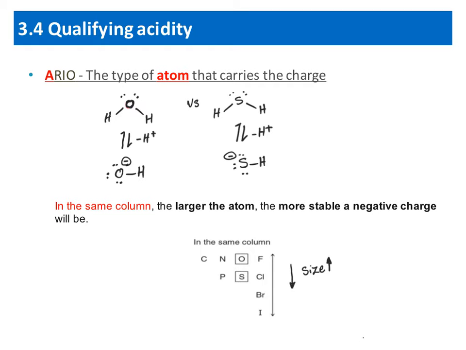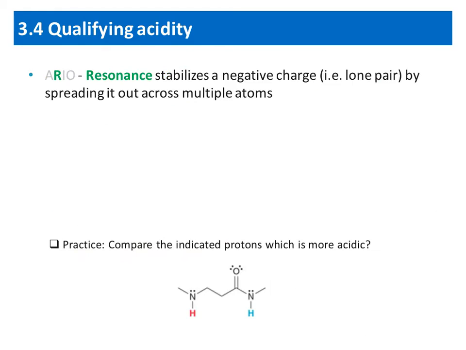And we can even compare their pKa values. So the pKa value for hydrogen sulfide is 7. And for water is 15.7. So when you have atoms in the same column, you need to consider their size. The larger the atom, the more stable the negative charge will be.